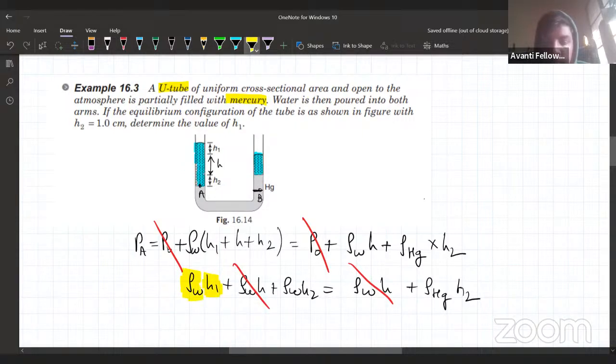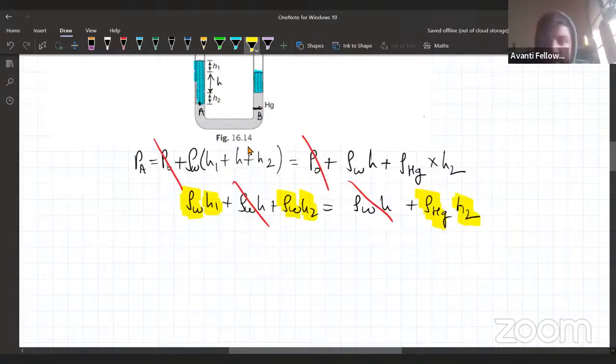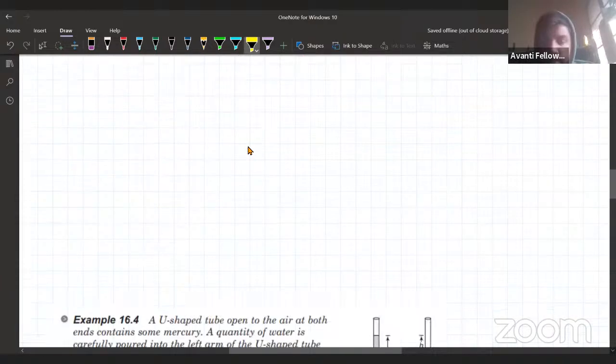We know rho W is 1000. We know rho W. We know rho Hg, I'll tell you, and we know H2. You just have to solve it, right? Let me just tell you the value of rho Hg. You can solve it, right? Till then, try this question. Try the value of rho Hg.